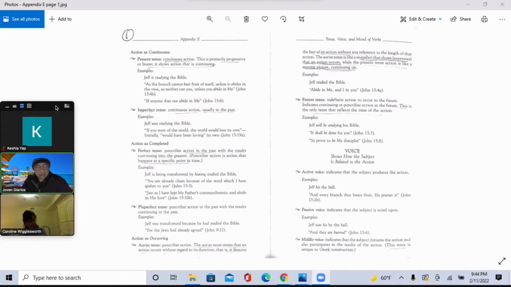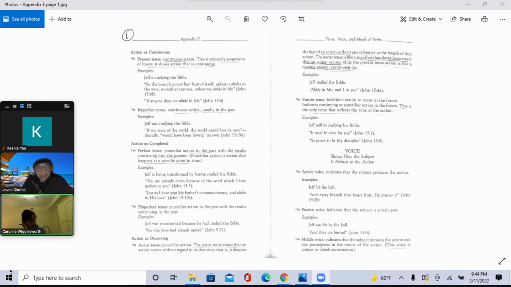Okay, so it's a punctiliar action in the past with the results continuing in the past. So an example would be: Jeff was transformed, he was in the past, right? Because he had studied the Bible in the past, right? That makes sense, right? Yes, that makes sense. It's continuing in the past, or pluperfect tense. Whereas the other is continuing at present because of the past.